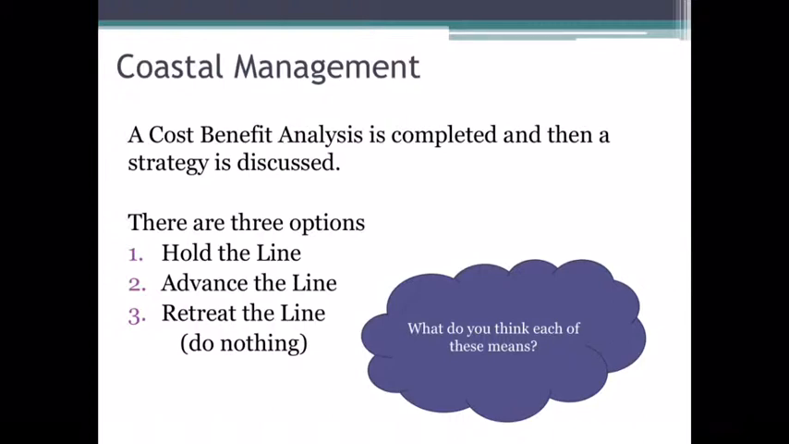And then, once they've decided they want to protect the coastline, they can do one of three things. The first thing is to hold the line. The second thing is to advance the line. The third option is to retreat the line, or to do nothing. What do you think each of these means?